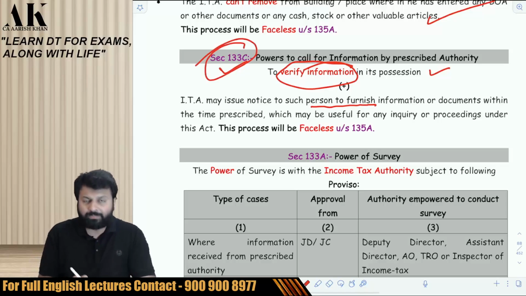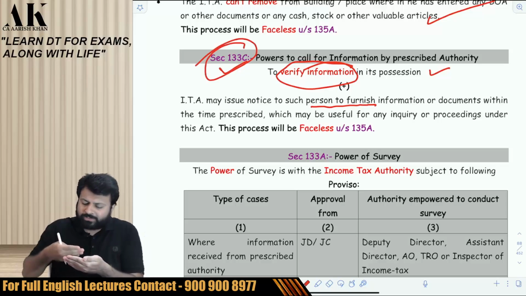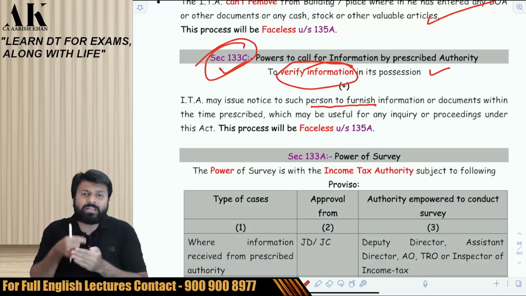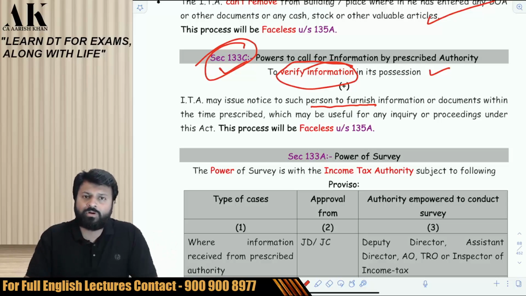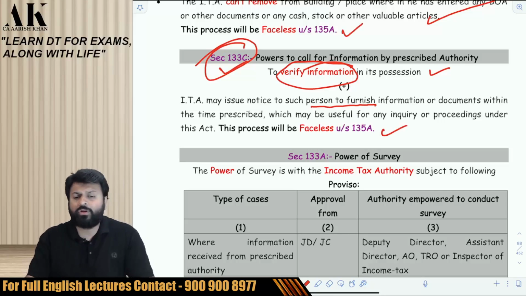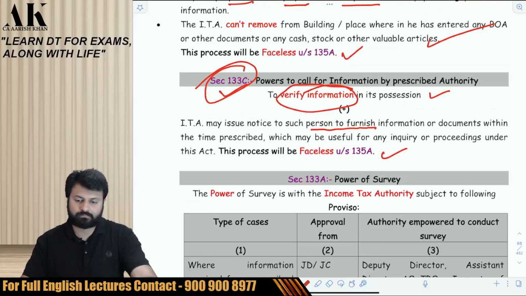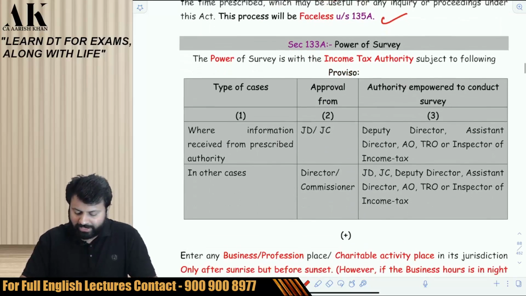So in this section, the department has information. They just want to see the authenticity of that information, whether it is genuine or fake. For that purpose, they may issue a notice to you and you will be asked to answer a few questions and you have to answer them. Again, this process is faceless. Now let's move on to the next one.